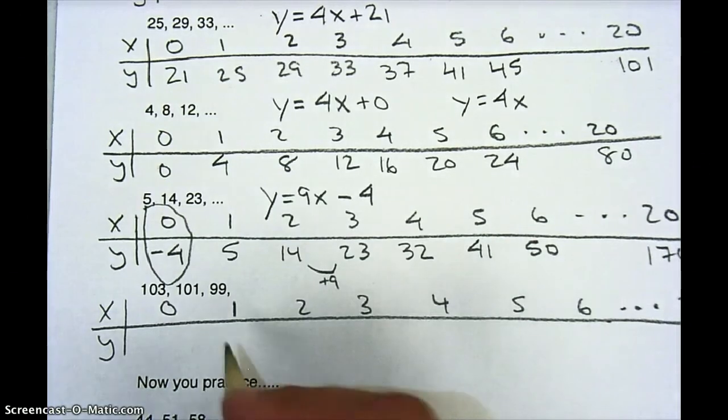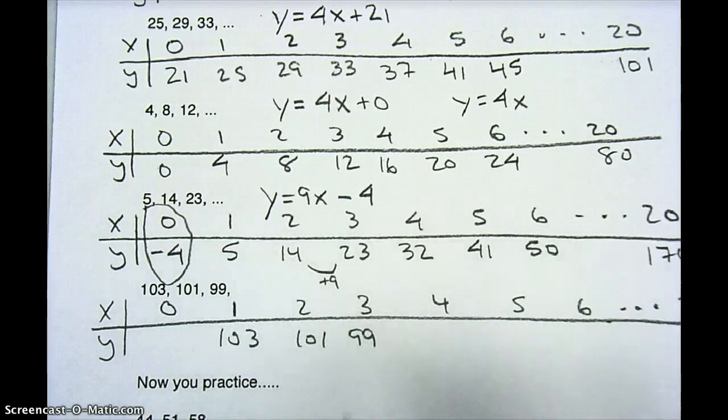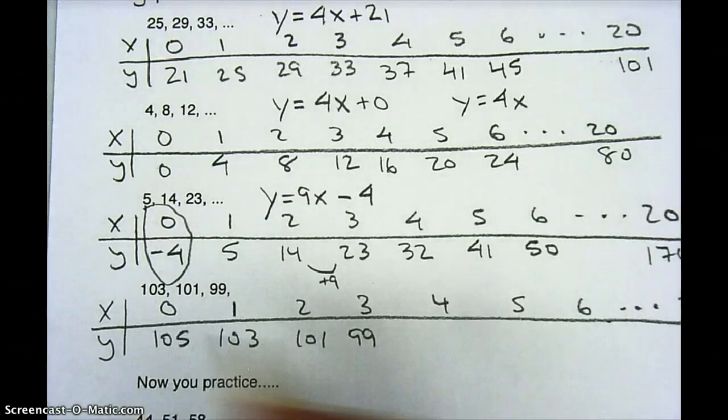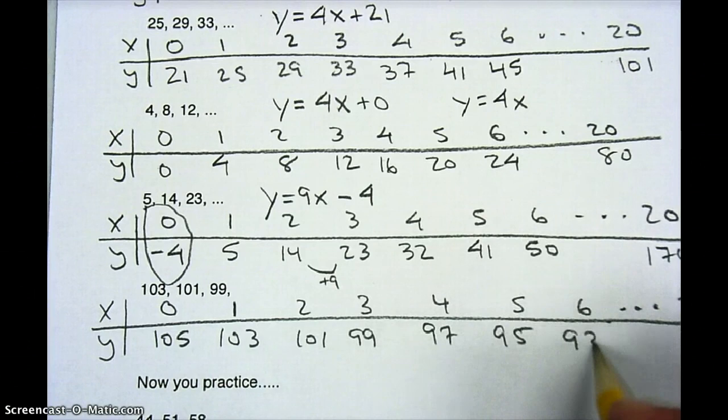Okay, this one is 103, 101, 99. Whoa, this is a little bit different. Now this one I'm going down by 2 each time. I'm going minus 2, minus 2, minus 2. The number before 103 then would be 105. And I keep on going down 97, 95, 93.